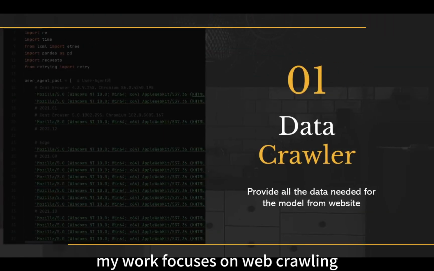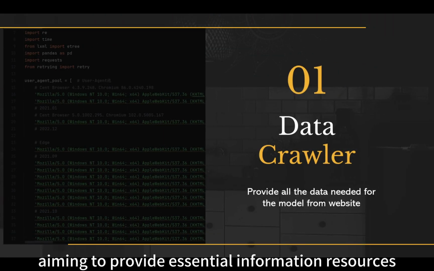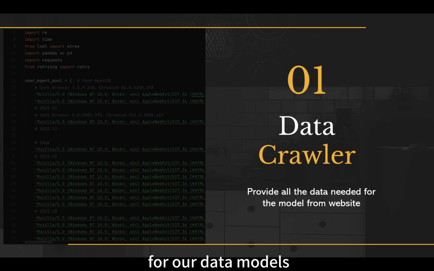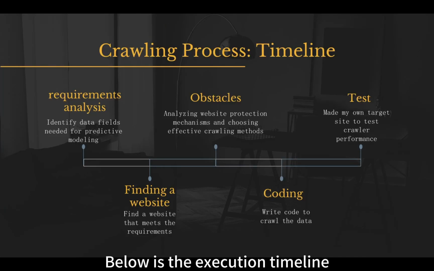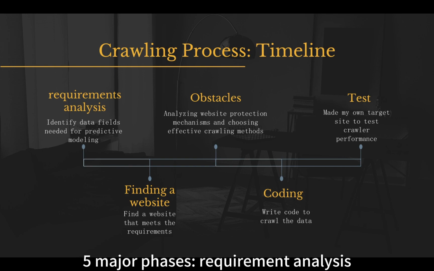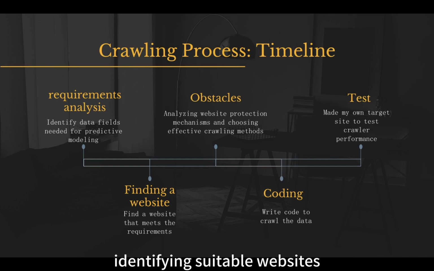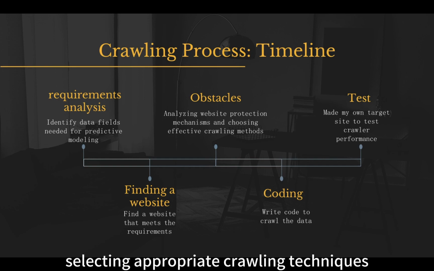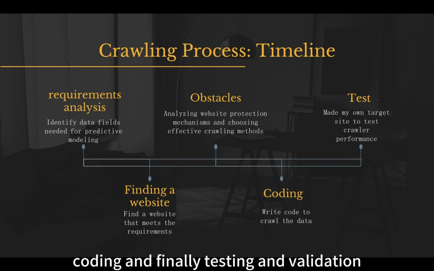My work focuses on web crawling, aiming to provide essential information resources for our data models. Below is the execution timeline of my web crawling project, which encompasses 5 major phases: requirement analysis, identifying suitable websites, selecting appropriate crawling techniques, coding, and finally testing and validation.